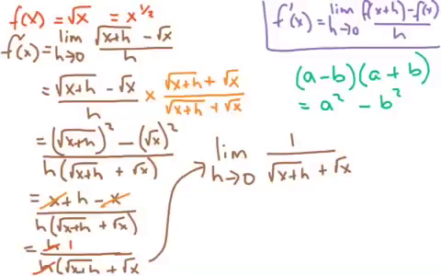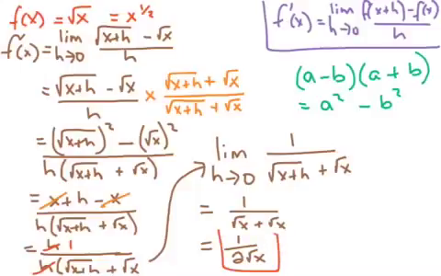Okay, now I'm going to apply the limit. I'm going to let h tend to 0, and what that is going to give me is 1 over, well, square root of x plus 0 is just square root x, plus square root x, which of course is just equal to 1 over 2 square root x, which is our derivative. So this is equal to f dash x, that's our derivative of our original equation, which is the square root of x.